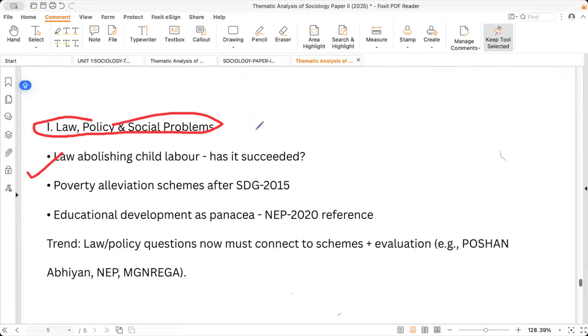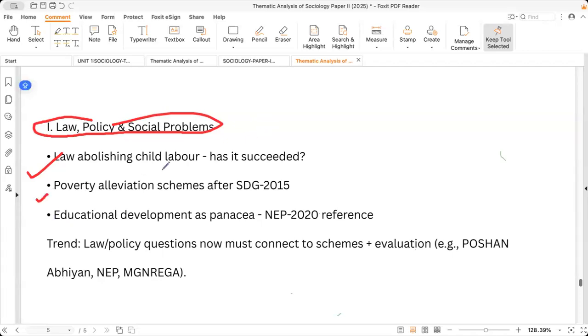You need to do the analysis, like data-wise, what has changed, the positive changes, the negative changes, what are the reasons for negative changes, what can be done, everything can be discussed in detail, then a conclusion. Okay, and there are lots of case studies. There are lots of case studies and viewpoints of thinkers on all the social problems.